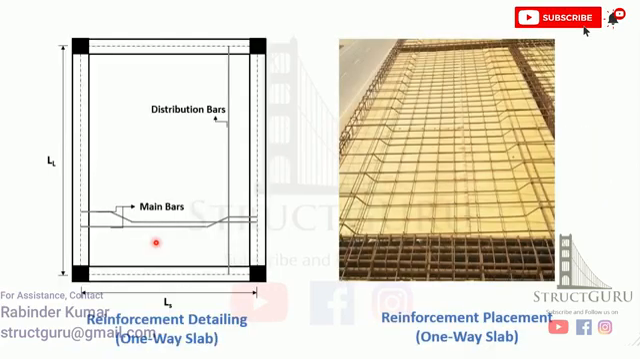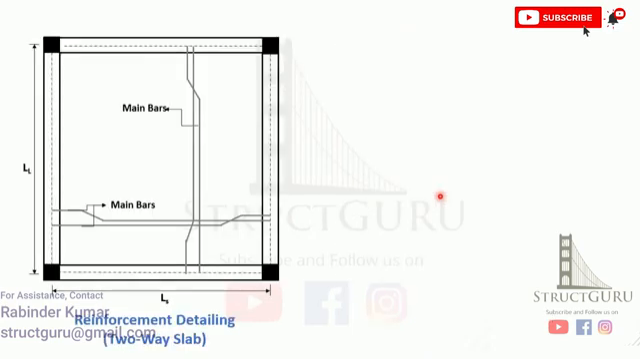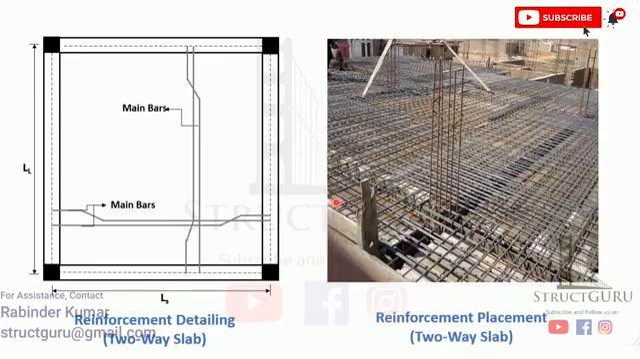The one-way slab will bend along one direction, that is, the shorter direction, so the main reinforcement is provided along the shorter direction, the way it is shown. Similarly, in the case of a two-way slab, the bending action takes place along both directions, so the main reinforcement is provided both ways, as it is shown.